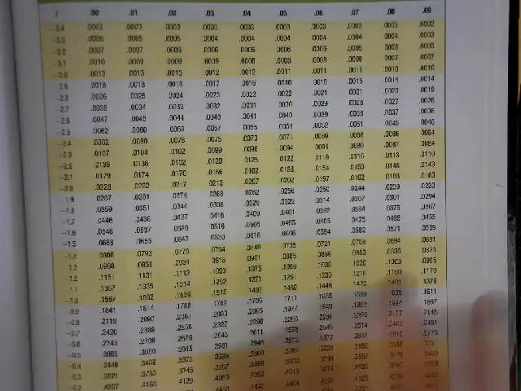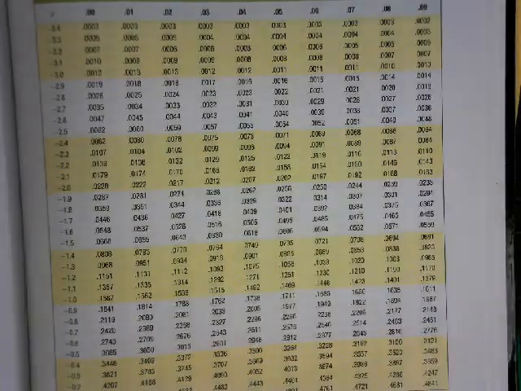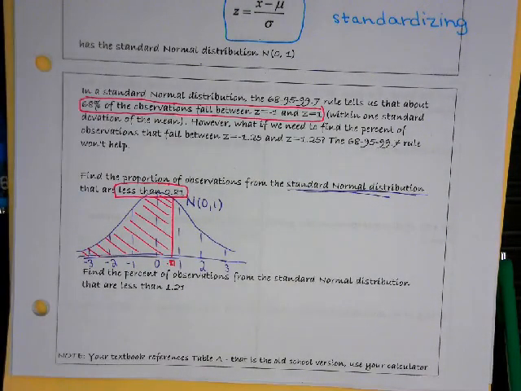All right, so we're at this menu, and we're going to use normal CDF. The first option is PDF. We want number 2, normal CDF.